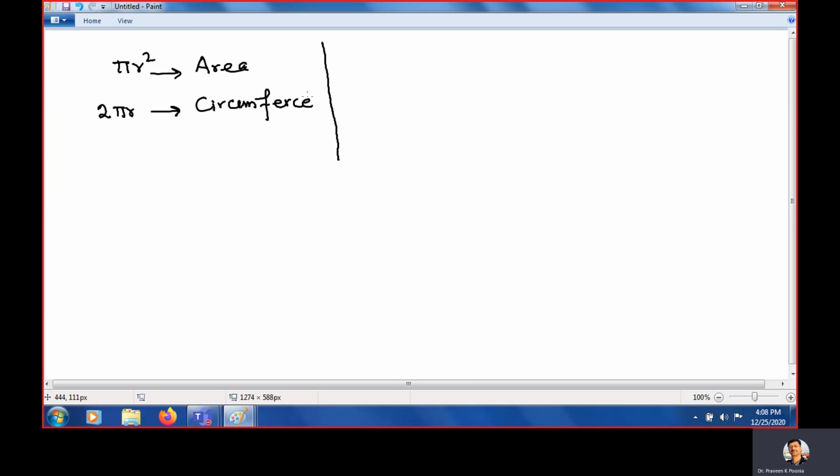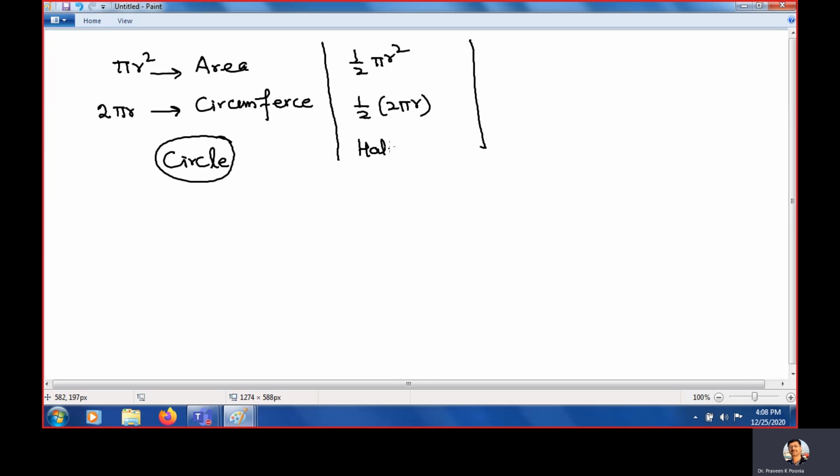Now if we are taking a half circle, it will be half. These values were for the circle, and these values were for the half circle. And if we take a quarter circle, quarter means 1/4. So it is 1/4 of pi r power 2 and 1/4 of 2 pi r. Class clear?